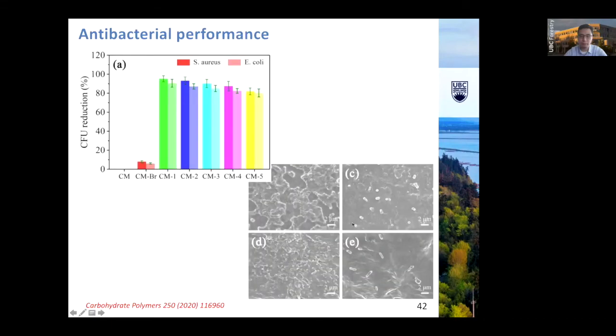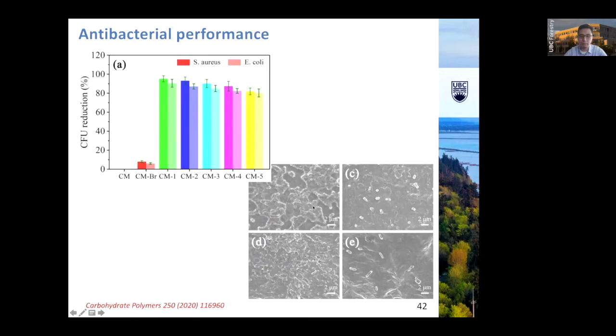And then for the antibacterial test, we did both gram negative E. coli and gram positive S. aureus. It shows that CM1 has the best antibacterial property because it has a higher density of the quaternary amine, but CM5 also has a decent bacterial reduction.